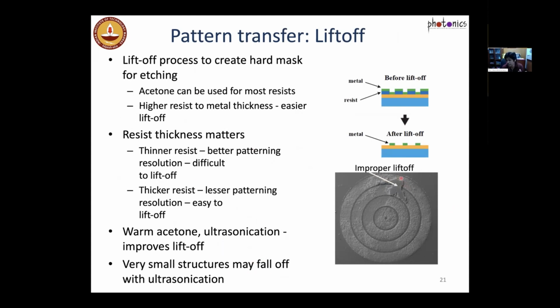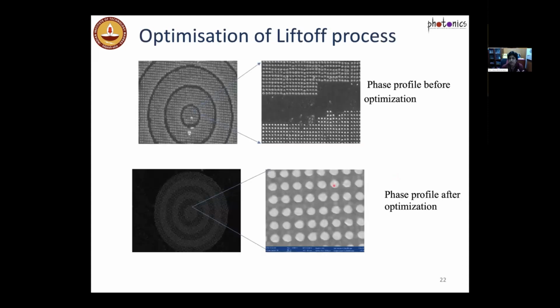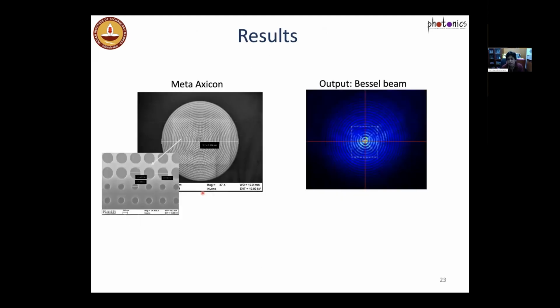And you can see that if the lift-off is not proper, you have areas where the lift-off has not happened at all, as seen over here. Before optimization, we had whole swaths of the element which were removed, and after optimization, you could see that we had the whole structure developed properly. Okay, so this is just an example of an axicon and the Bessel beam output.